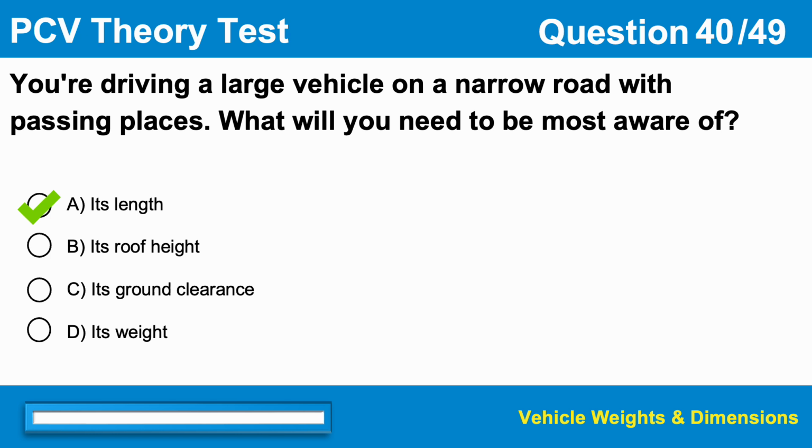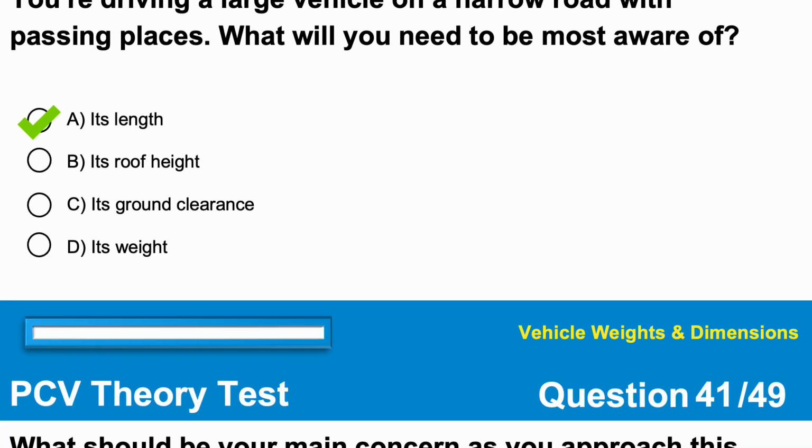The correct answer is A. If your vehicle is too long to fit into a passing place, you may need to wait opposite one. This will allow a following or approaching driver to pass. When you use this type of road, you need to plan and look well ahead to avoid meeting another road user at an inappropriate place.